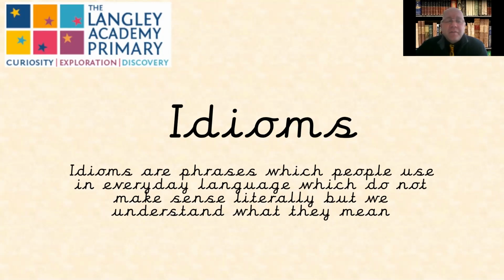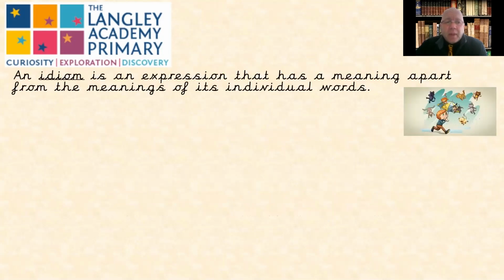Now, some of them are very, very common, everyday pieces of language. Others are a little bit more rarely used, a little bit more tricky, or we might not understand them. We might not have come across them before. Okay. So an idiom is an expression that has a meaning apart from the meaning of its individual words. So as I say, if we took it apart as a sentence into all the words, it wouldn't really make sense, or it certainly wouldn't mean what it means as an idiom, as a phrase.